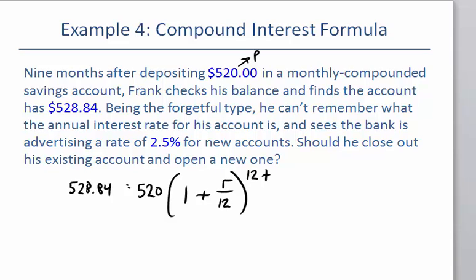Being the forgetful type, he can't remember what the annual interest rate is, so that means we're looking for the r. And we want to find out if his interest rate is more or less than the 2.5% that is being advertised for new accounts.